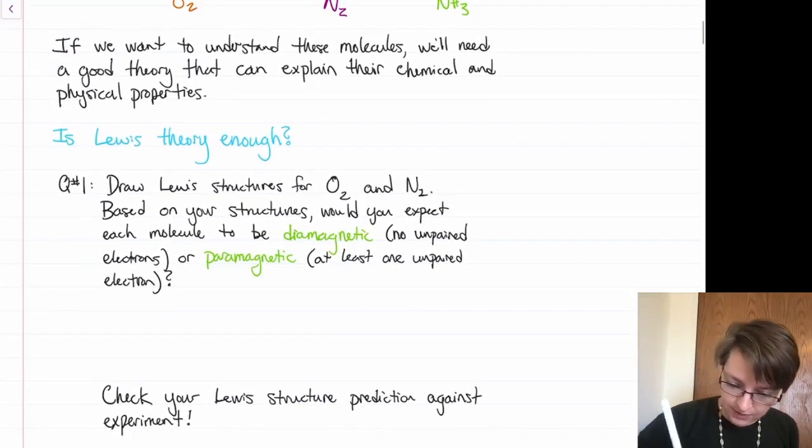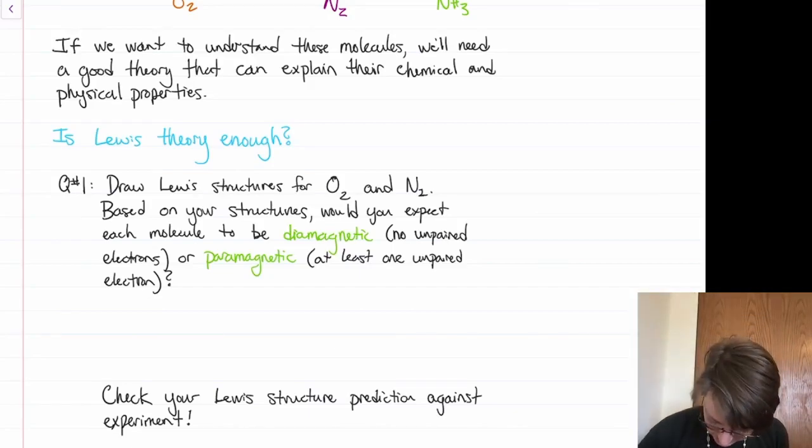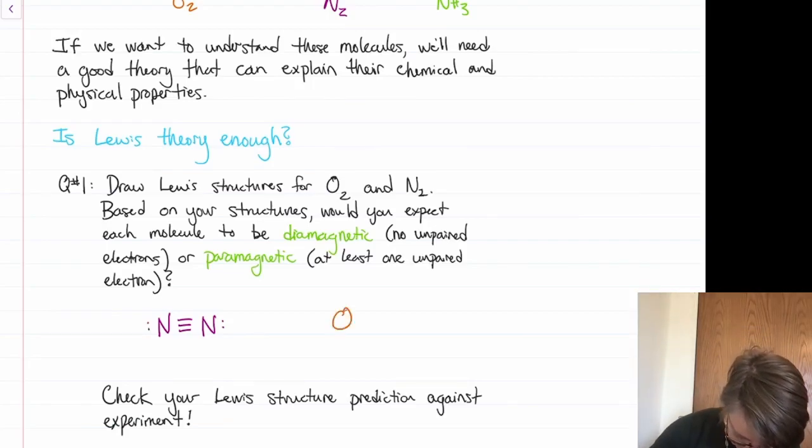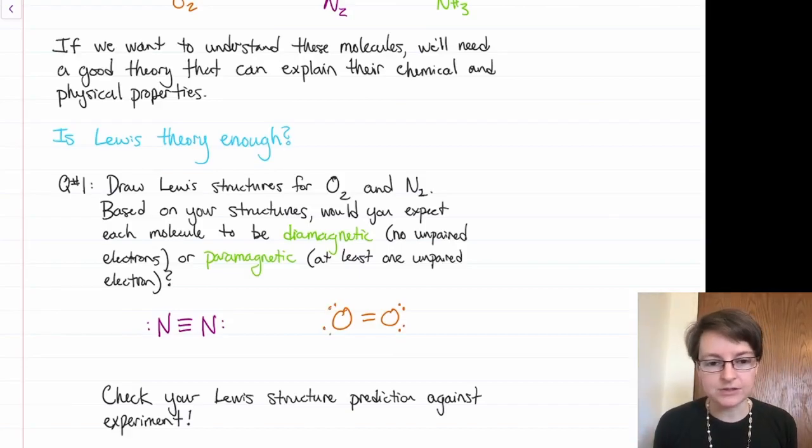All right, so for me, drawing these Lewis structures gave me a structure for N2 that features a triple bond between the two nitrogens, each of the nitrogens having its own lone pair. And for oxygen, similar, but instead we wind up with a double bond and each oxygen having two lone pairs. What's important to note about this Lewis structure prediction is that neither of these molecules features unpaired electrons. So Lewis structure says that both N2 and O2 should be diamagnetic.